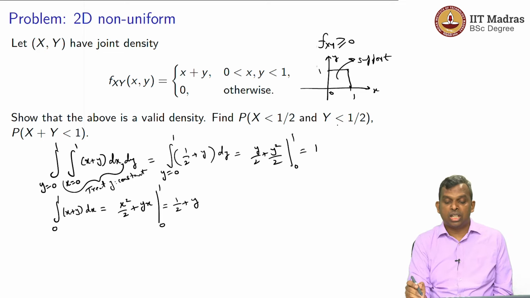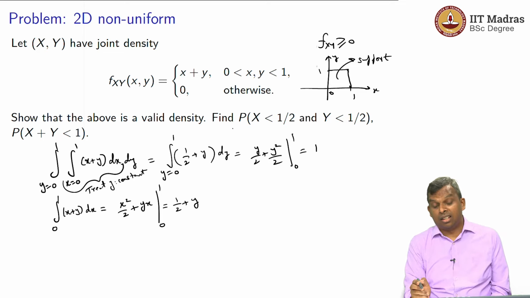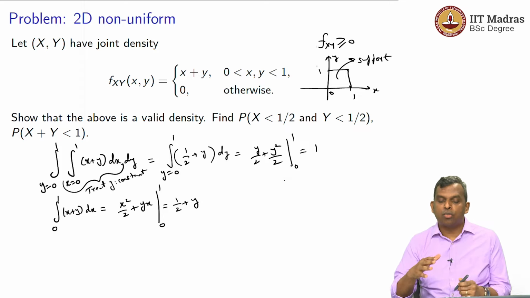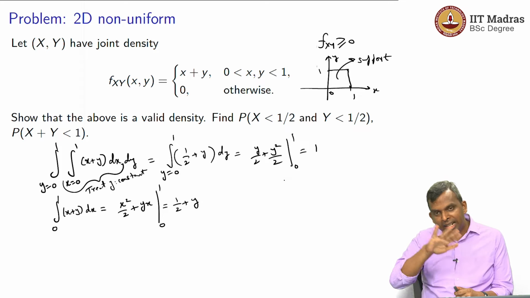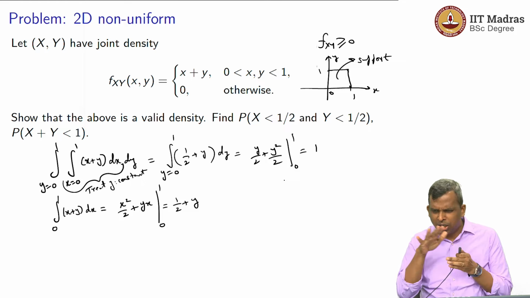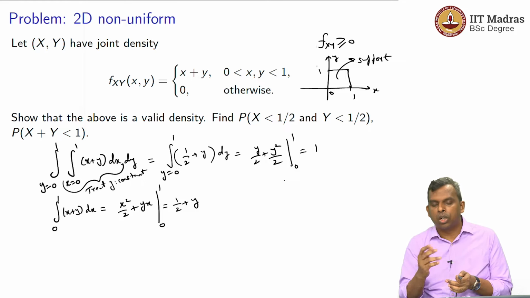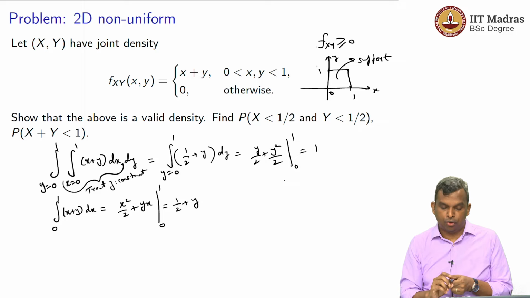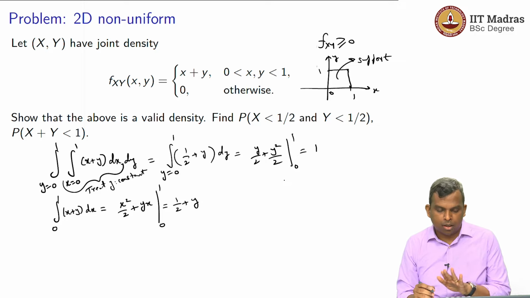So, this gives you a check that this is a valid 2-dimensional density. Over 2 dimensions it needs to have a total integral of 1. This is sort of like the volume inside this region under x plus y. It's not a cube or anything, so it's not easy to compute the volume. So you have to do the integration carefully. This is how you do it.